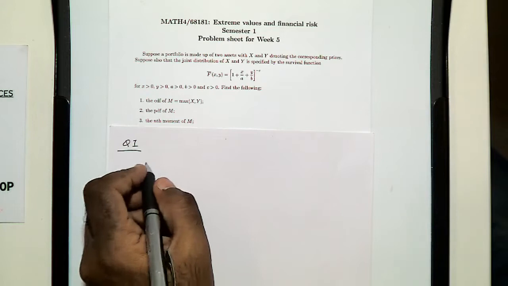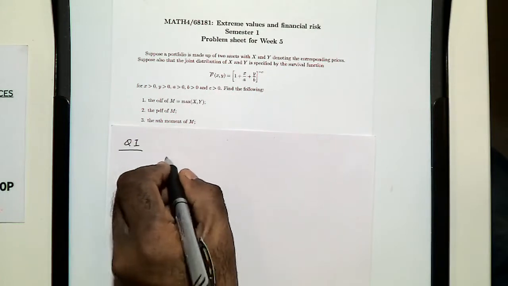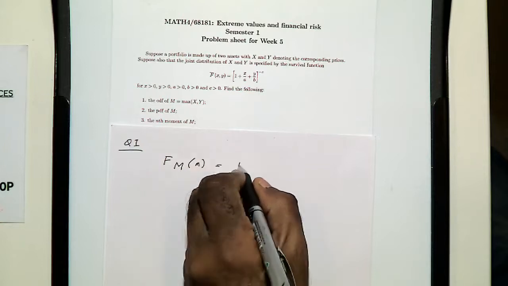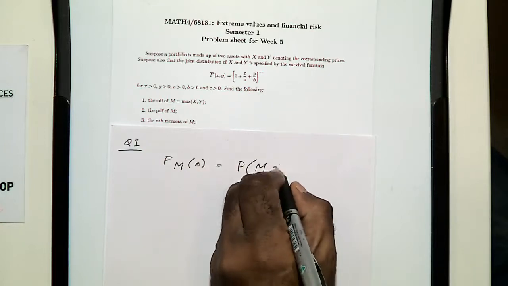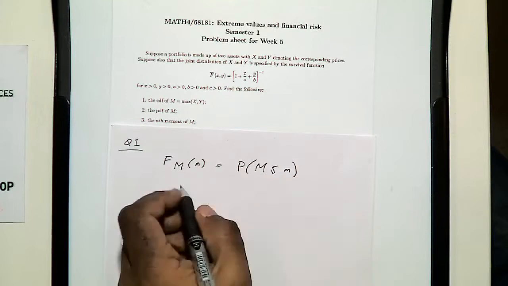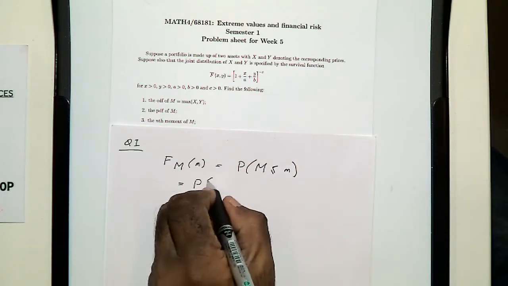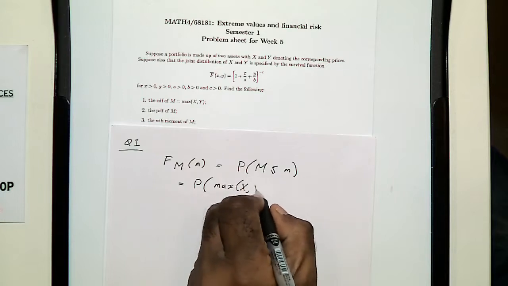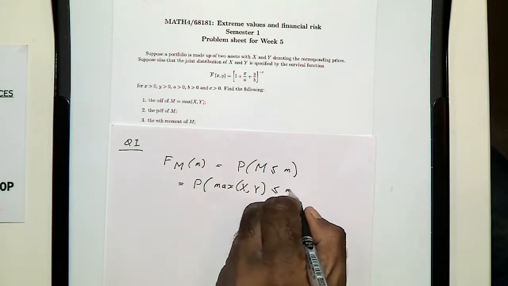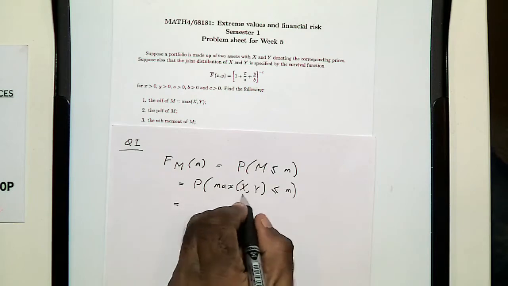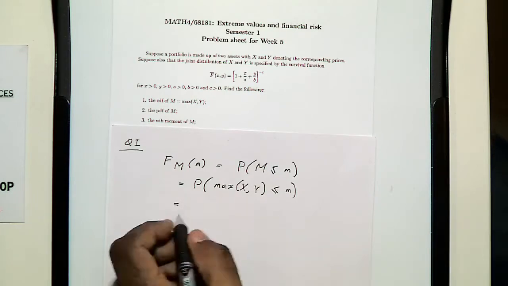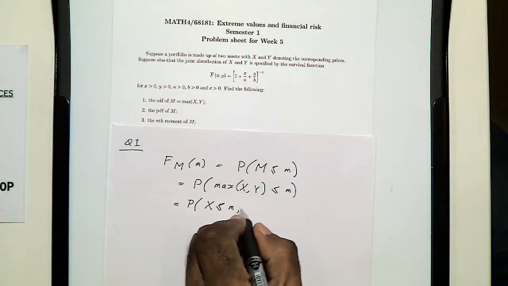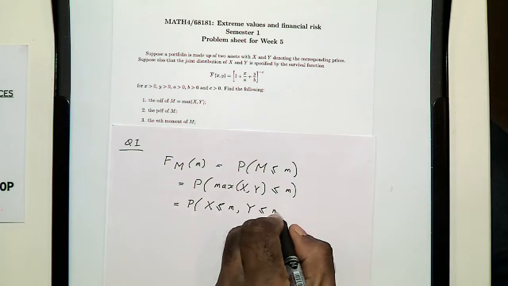So that's to find the CDF of M, which by definition is the probability that capital M is less than or equal to little m, which is the probability that the maximum of X and Y is less than or equal to m. If the maximum is less than or equal to m, then each of the random variables, X has to be less than or equal to m, and Y has to be less than or equal to m.